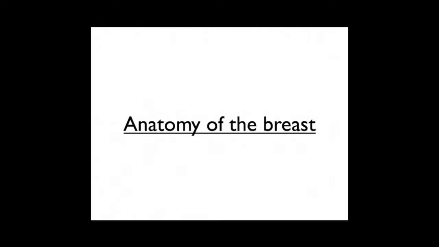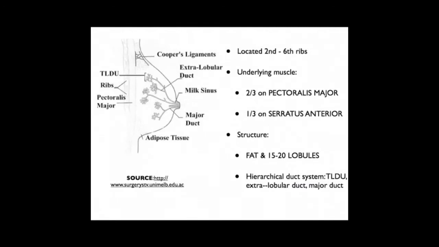Over to you, Johnny. Okay. So the breast is located between the second and sixth ribs, and the underlying muscle is 2/3 on the pec major and 1/3 on the serratus anterior. It's made of fat, which composes most of the bulk of the breast. It's actually a large sweat gland, the breast. Yeah, modified. Modified, yeah. And in the fat are 15 to 20 lobules.